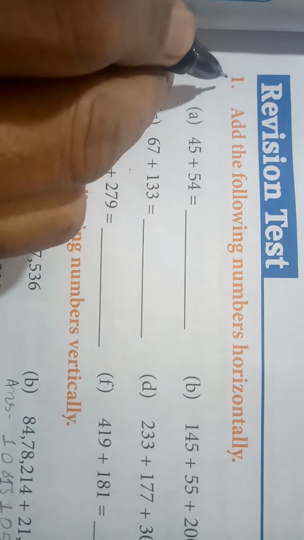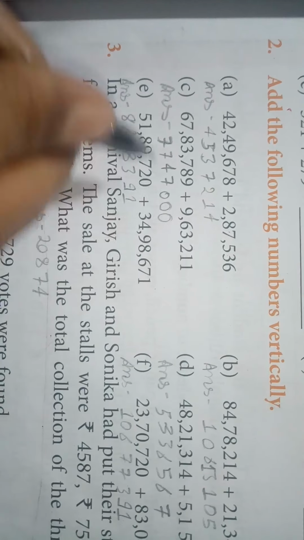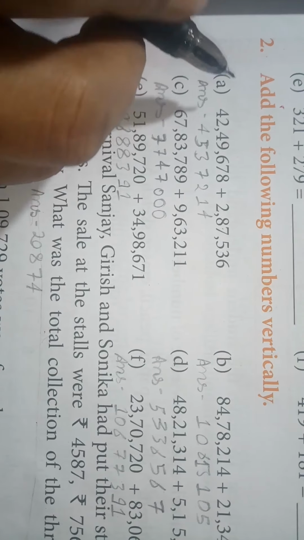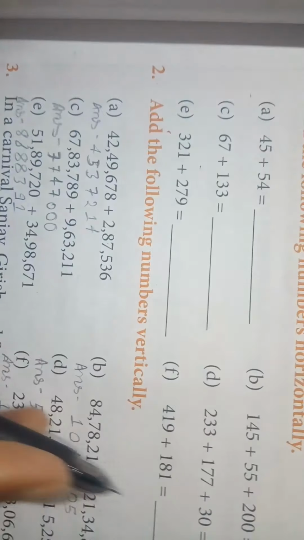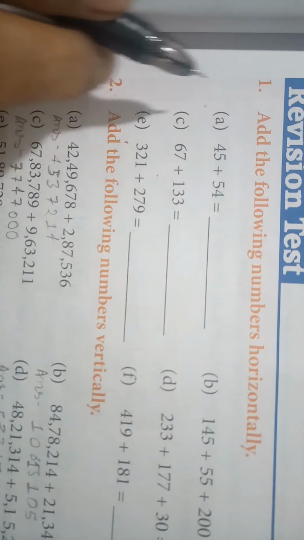Student, today's homework: revision test question number 1, add the following numbers horizontally, and question number 2, add the following numbers vertically. I will send pics of today's homework, revision test question number 1 and question number 2. Okay student, thank you.